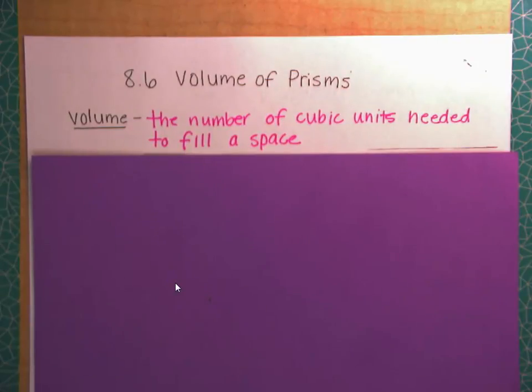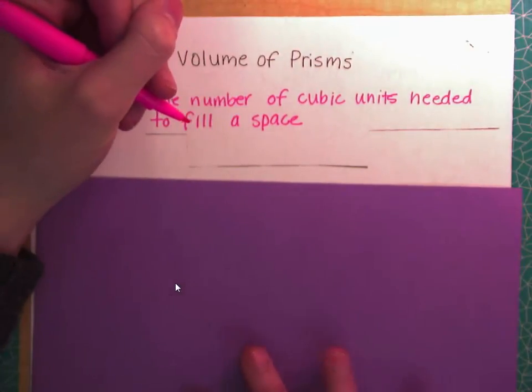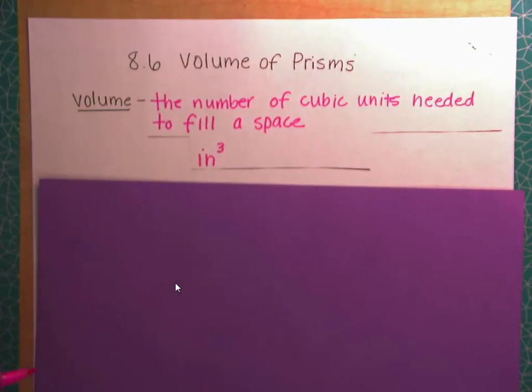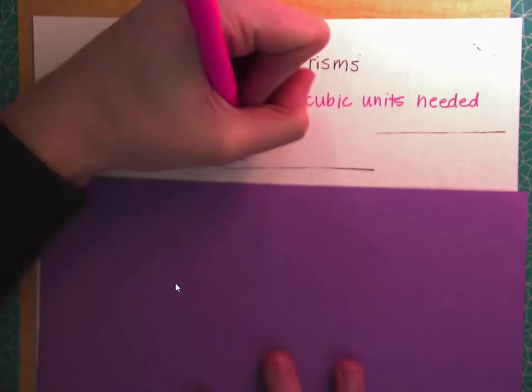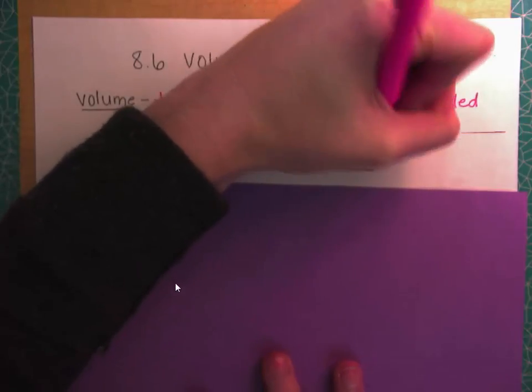So if you remember when we were talking about area, we would always write our answer in units squared. So we were talking about square units. But with volume, we're talking about cubic units, or our unit cubed. So what that looks like is, if we were to find the volume, it would be maybe 30 inches cubed. That's what we would call a cubic unit, or this would be cubic inches.